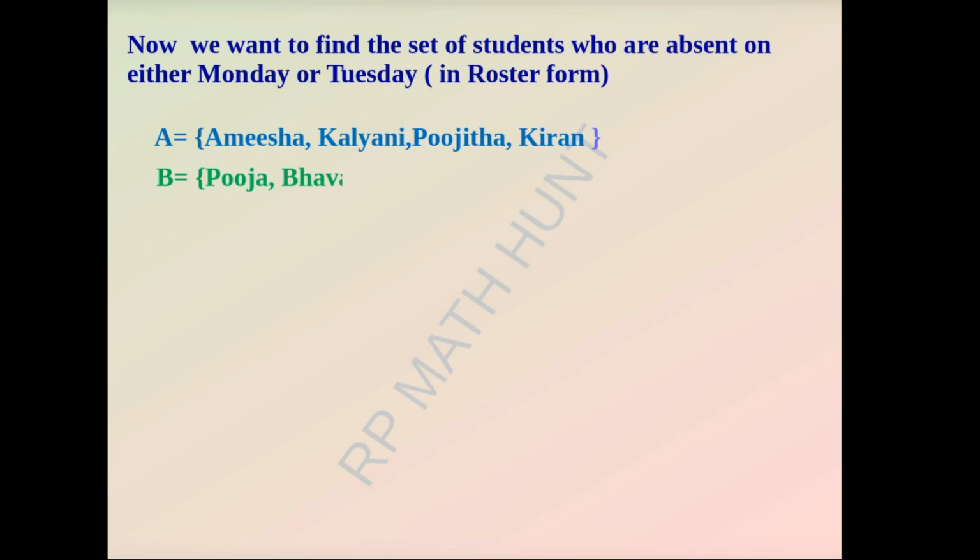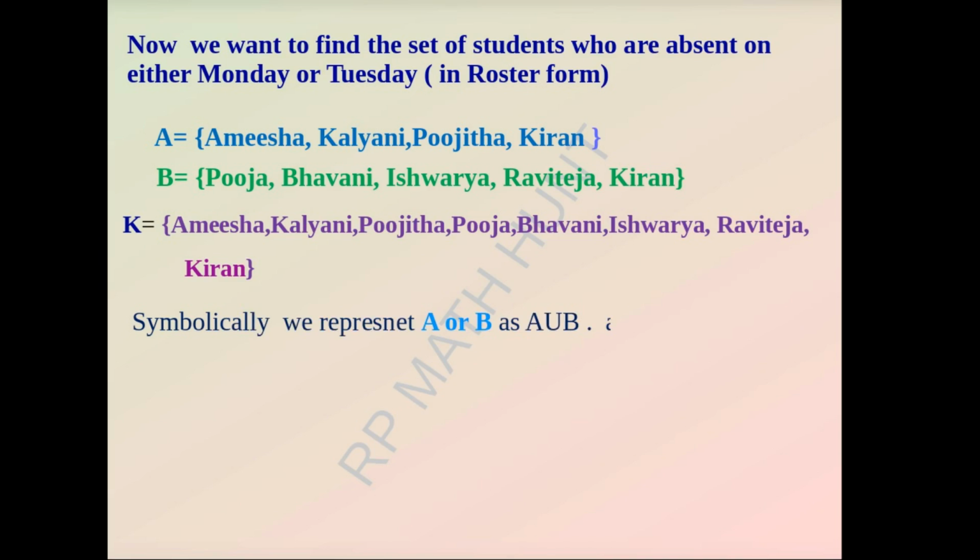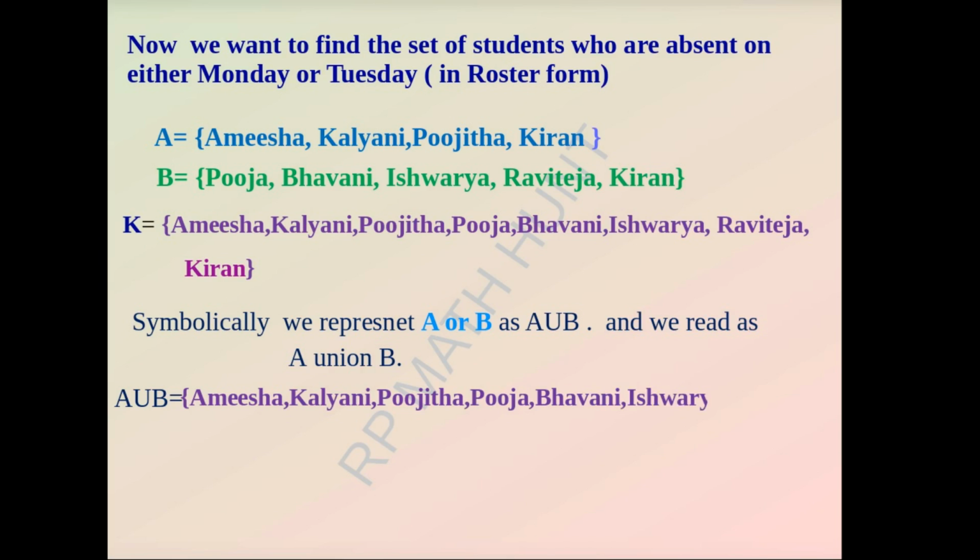A equals Amisha, Kalyani, Pujita, Kiran. B equals Pooja, Bhavani, Aishwarya, Raviteja and Kiran. Now K equals Amisha, Kalyani, Pujita, Pooja, Bhavani, Aishwarya, Raviteja, Kiran. Symbolically, we represent A or B as A union B, and we read it as A union B. A union B equals Amisha, Kalyani, Pujita, Pooja, Bhavani, Aishwarya, Raviteja, Kiran.